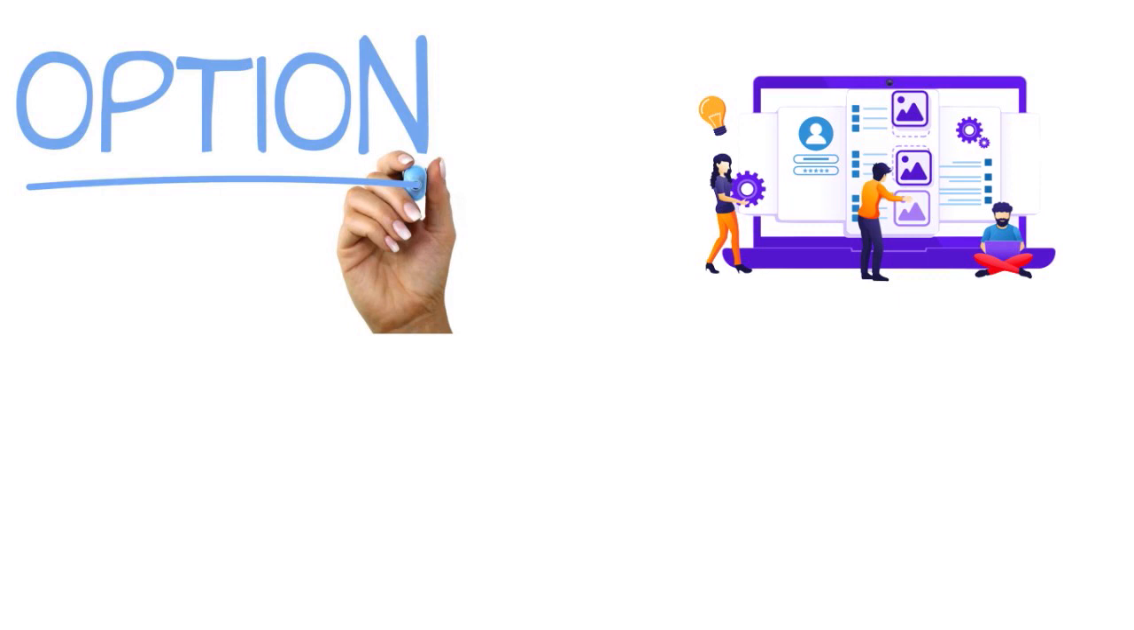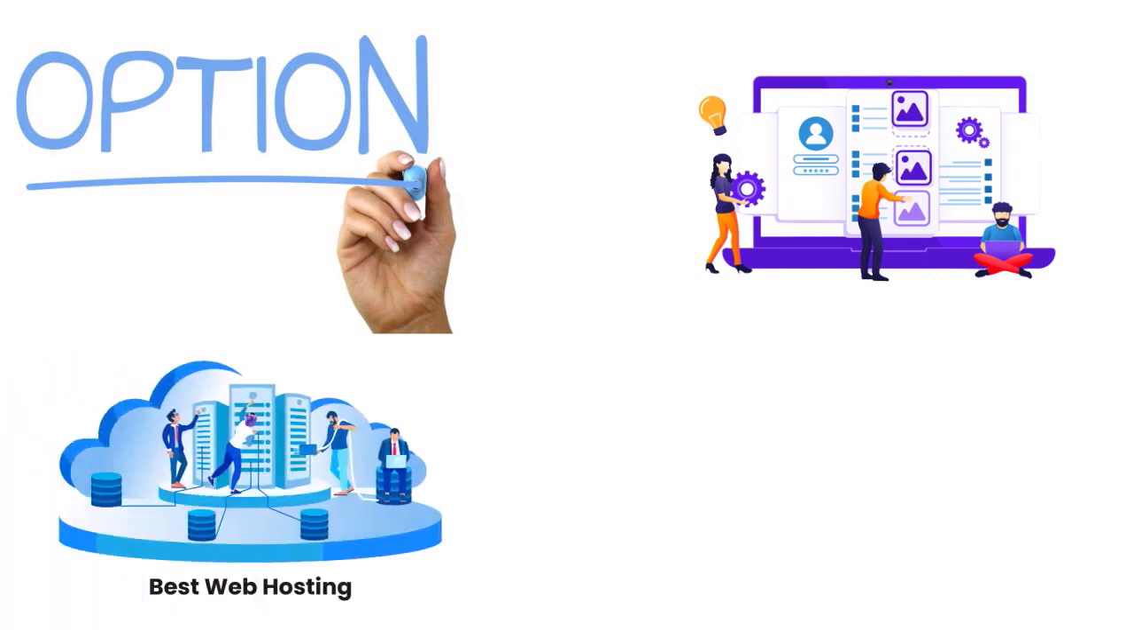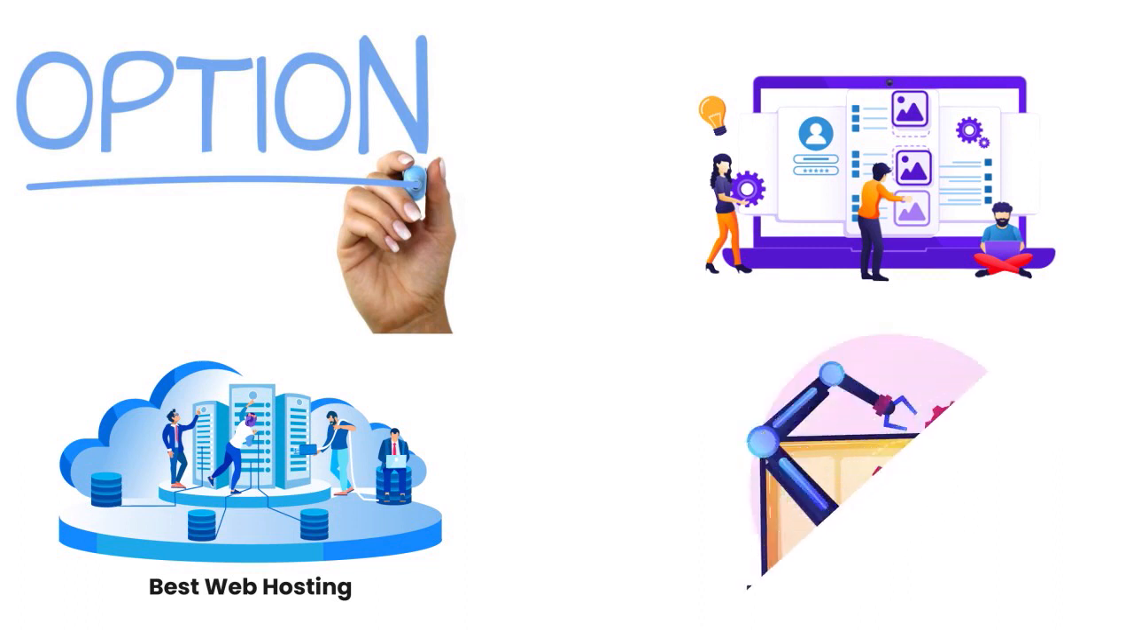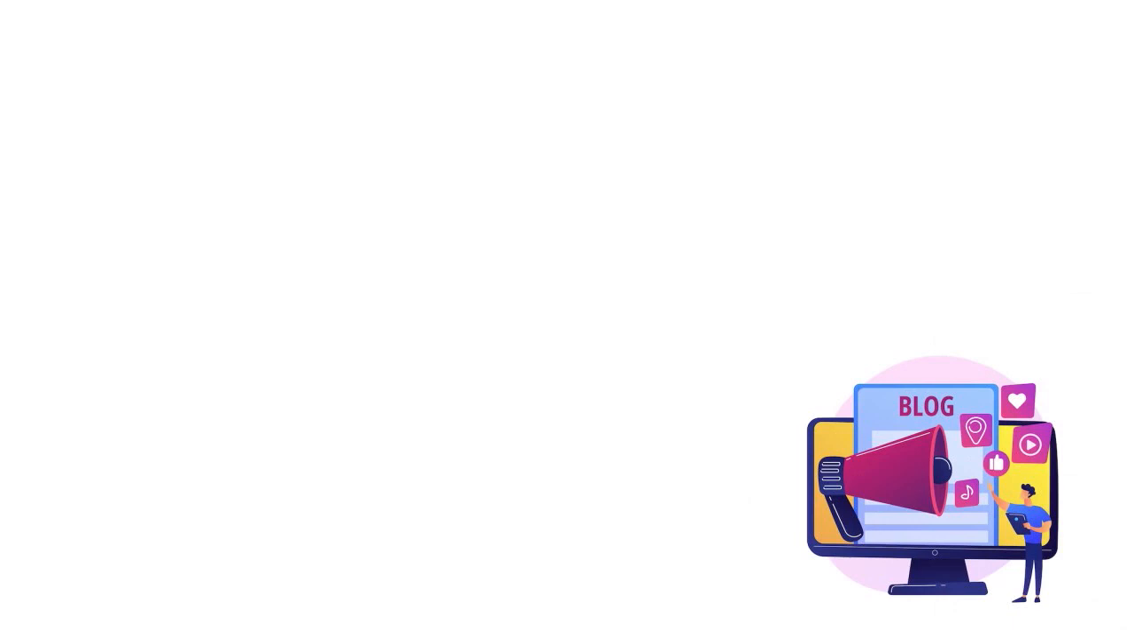So the former is a self-hosted platform, meaning that you will be hosting your website using a hosting provider service. On the other hand, WordPress.com is hosted by Automattic. So in hindsight, WordPress stands out as the best free blog design software for beginners.